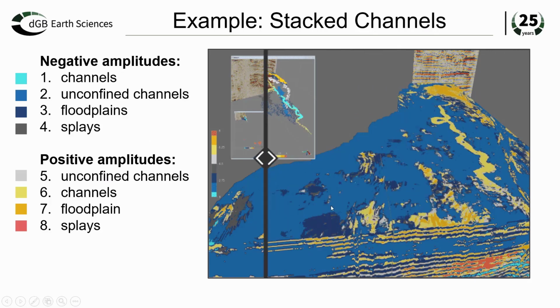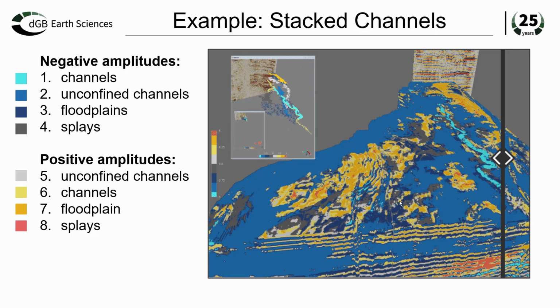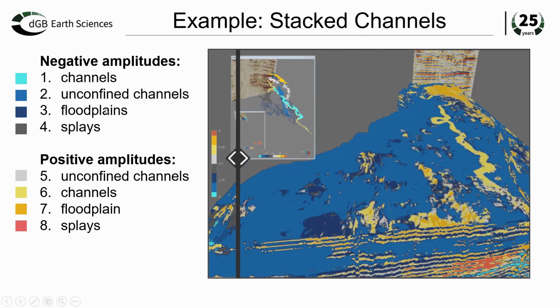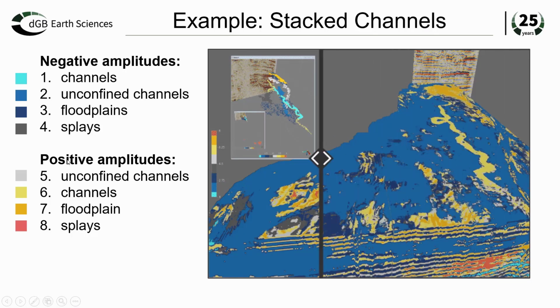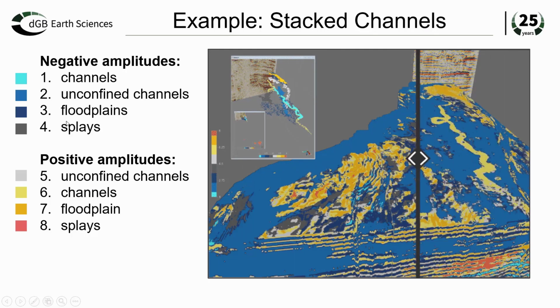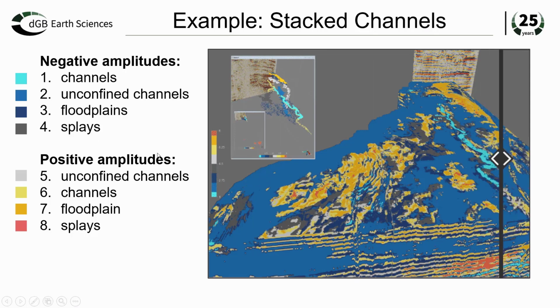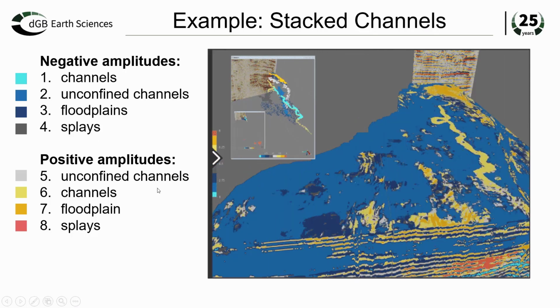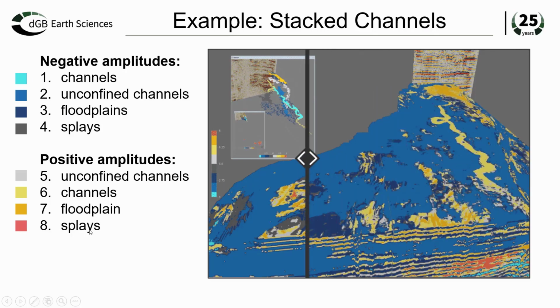And this is what we get. So this is an example. Stacked channels, we will have a look at this in more detail in OpendTect itself. But basically we've picked out negative amplitudes and positive amplitudes and classes that belong to each. So we have channels, unconfined channels, floodplains, splays. For the positive amplitudes we picked out as well unconfined channels, floodplains and splays.